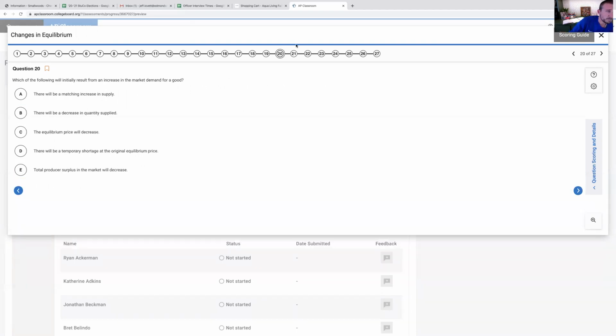Number 20. Which of the following will initially result from an increase in the market demand for a good? Okay, so this one is interesting because we usually think about the market immediately changing to equilibrium, but in reality, that's not what happens, right? So think about what happened right at the beginning stages of coronavirus in the United States. What happened initially? Well, initially there was a dramatic increase in the demand for hand sanitizer, right? That was the big one initially. Then it was toilet paper. So there's an increase in hand sanitizer. Well, what happened immediately was there's a shortage, right?